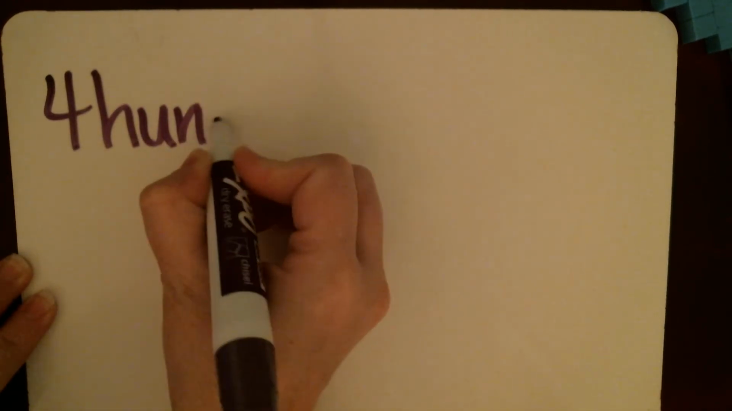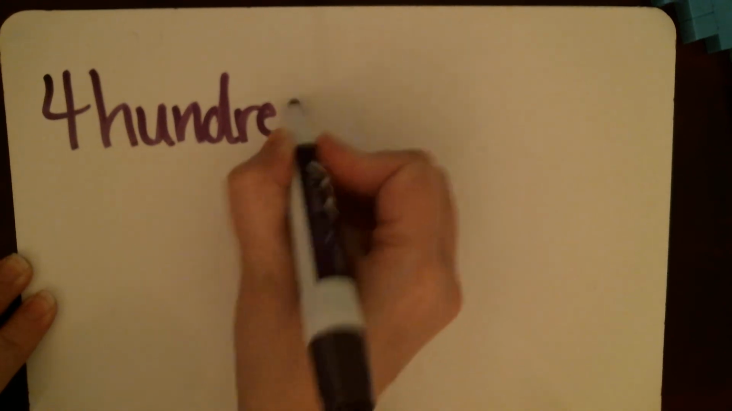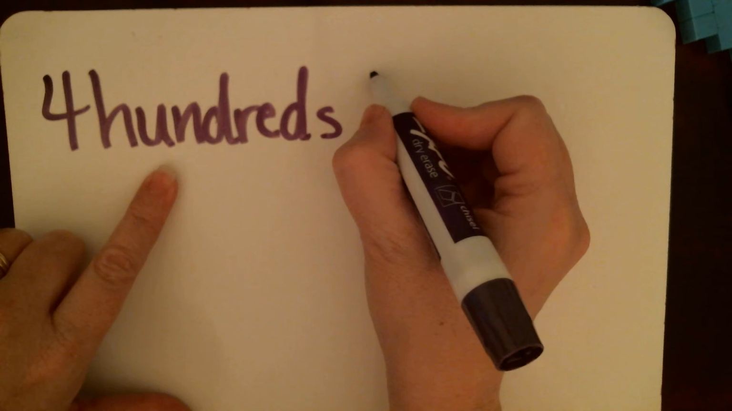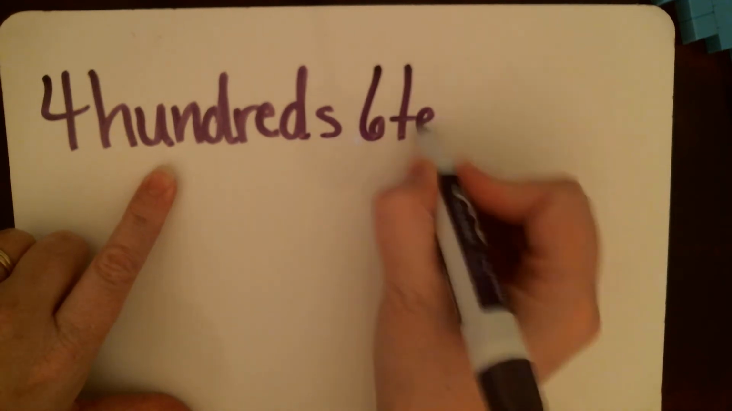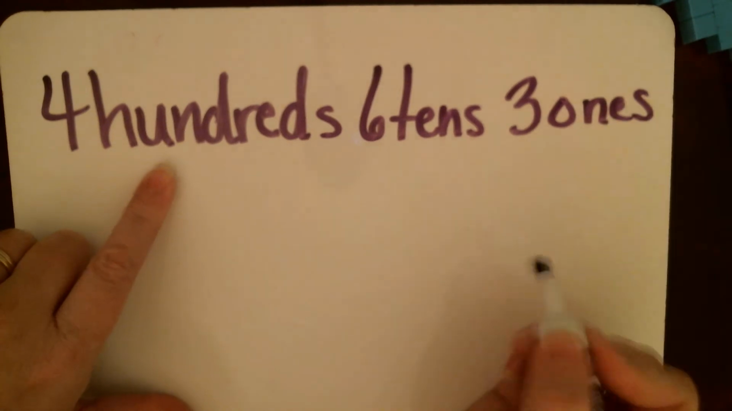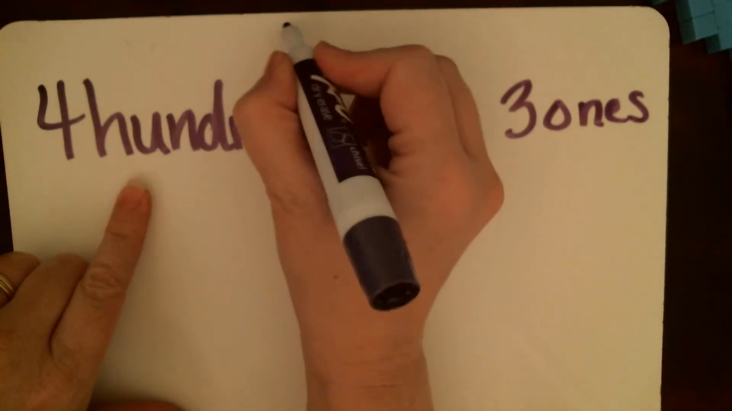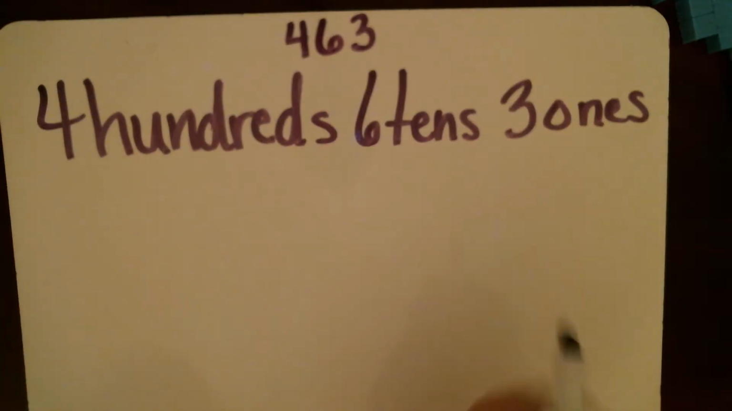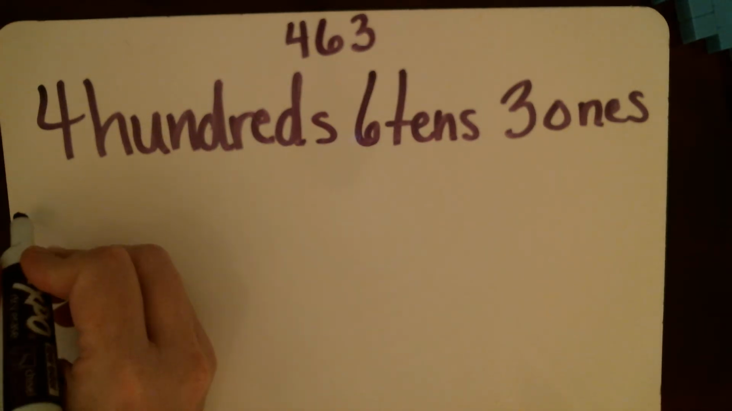All right, so let's say that I have 4 of those hundreds flats. Remember, when I see hundreds, those are those 100 flats. And I have 6 tens and 3 ones. Let's think about what number that is. That's the number 463. Okay, if I were to count all the little cubes that make that number, it would take 463. So I can draw a picture to represent it.